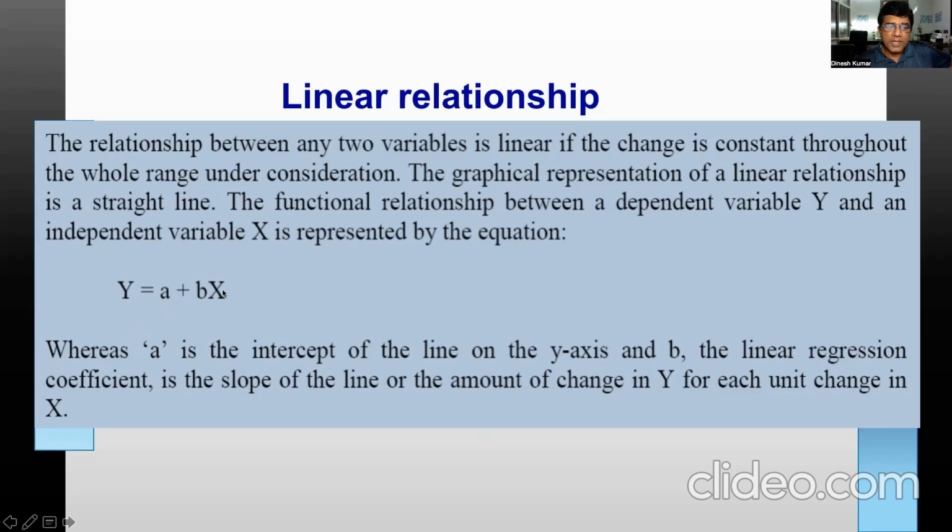Otherwise, if you go to a statistician, they will also write one more term, plus error. So plus error is just missing here, just to make it simple. Otherwise, you should always consider that error is always added here: a plus bx plus error.